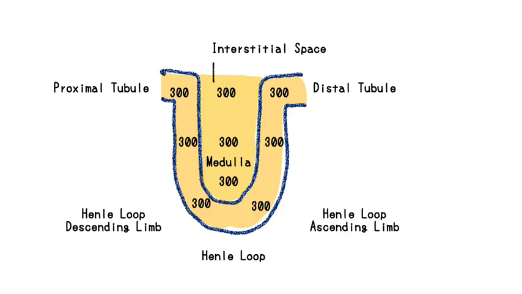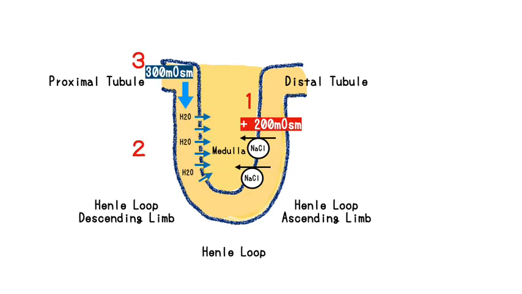This illustrates the proximal tubule, descending loop of Henle, ascending loop of Henle, and distal tubule. First, assume that all of these sites are filled with a solution with a concentration of 300 milliosmoles, which is the same as the osmotic pressure of plasma. In addition to this assumption, we would like to confirm 3 premises of physiology of the renal tubule system.